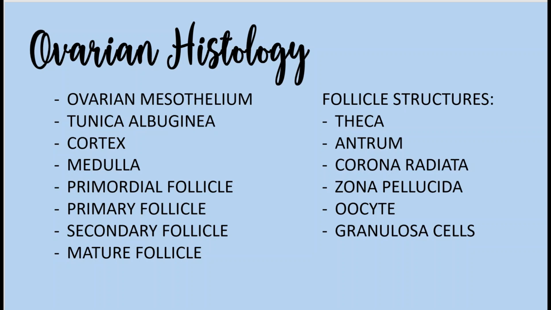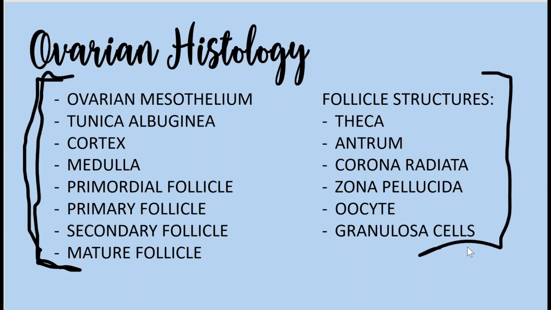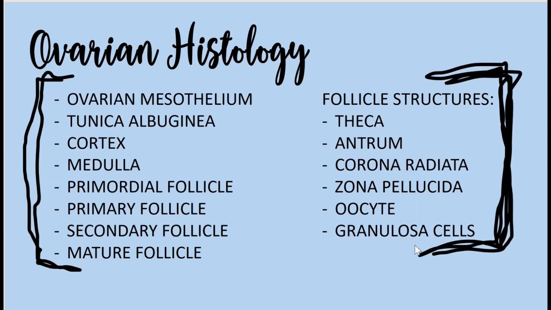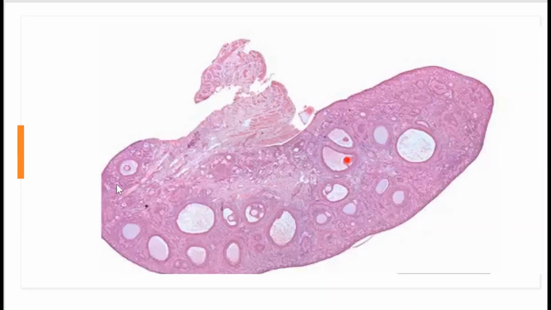Okay, so this is our list of the general stuff that we're going to find in the ovary. And then this is going to be our list specifically for the follicle. Things in the follicle. Okay. So let's first just look at the ovary. This is completely zoomed out. We can see the whole ovary here.